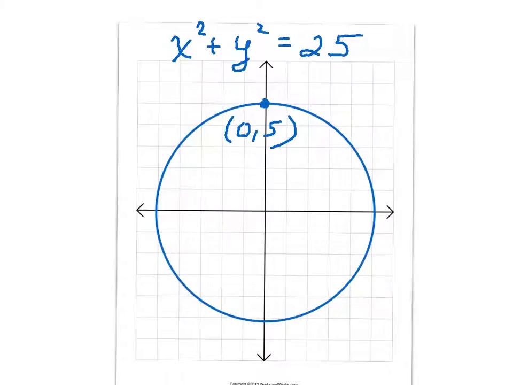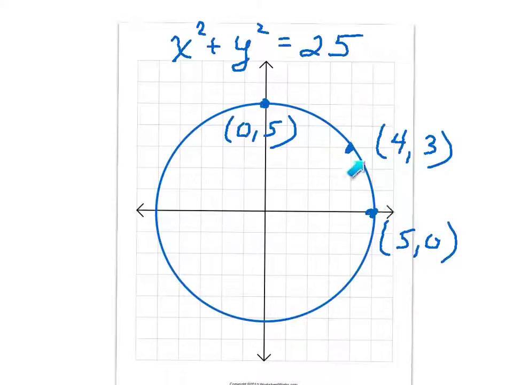The next point I want to focus on is the point over here on the right side of the circle, the point (5, 0). You're probably anticipating that at that location we would expect an undefined slope, because on the right side of the circle we have a vertical tangent line. The third point I want to look at is the point right here, (4, 3). If we were to draw a tangent line at that location, we would expect a negative slope, perhaps more negative than -1.